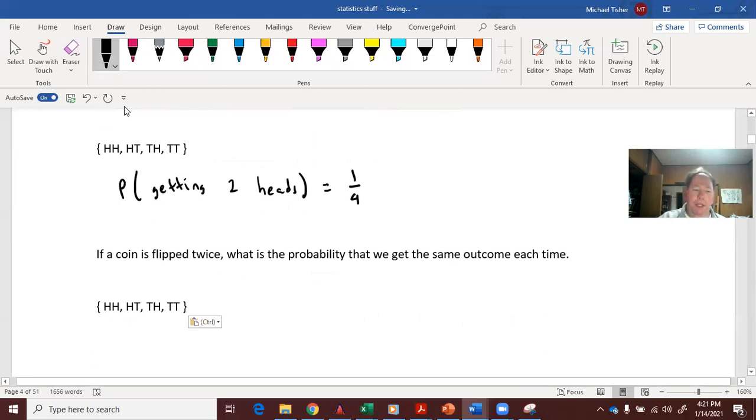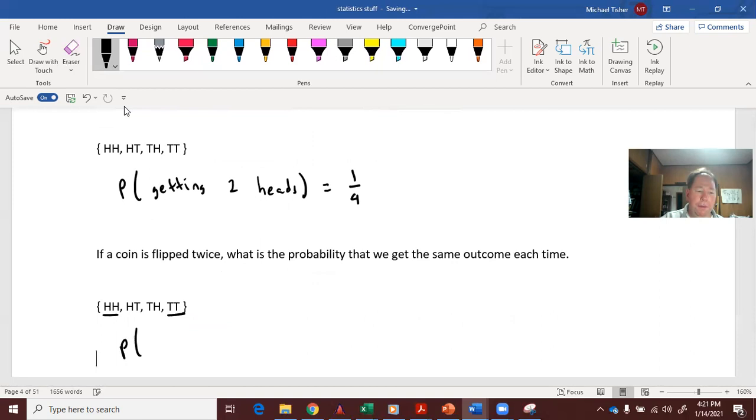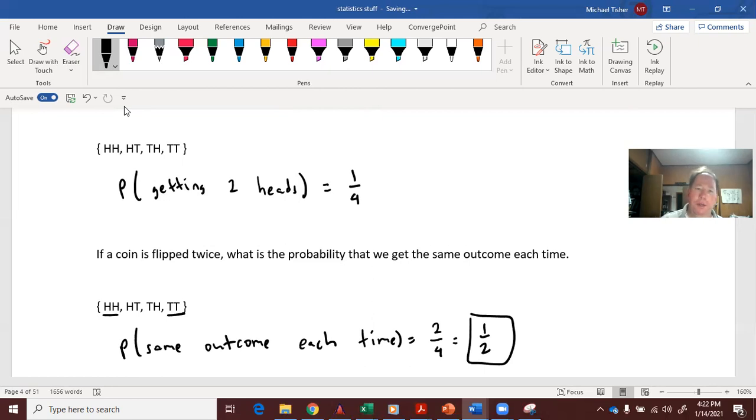Okay, now by the same outcome each time, I mean, whenever you flip one time, you want to flip the same thing the second time. Well, we either can do it with HH or TT. So the answer is going to be 2 out of 4 or 1/2. Okay, so out of the 4 possible ways to flip a coin twice, only 2 of those ways will give us the same thing on each time of flipping it. So it's going to be 2 over 4 or 1/2. Okay, so we get a 50% chance of that happening, which is so-so.